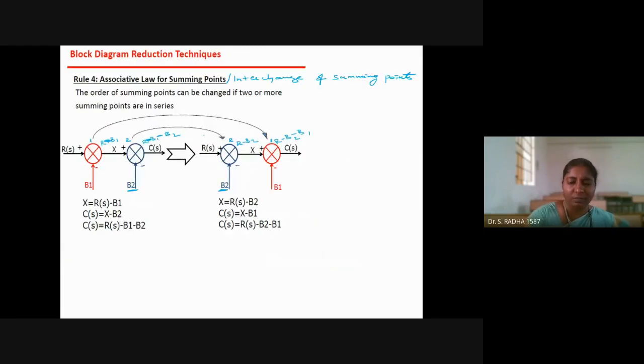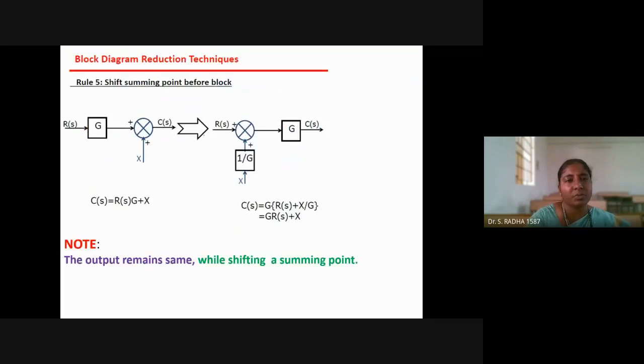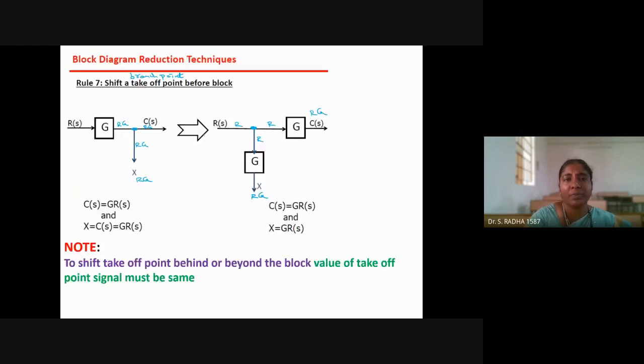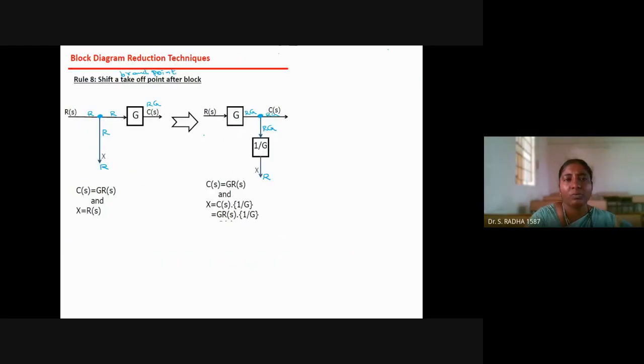Okay. Now I have rule number 4 completed, interchange of summing points. Rule number 5 is moving summing point before the block, moving summing point after the block, moving branch point before the block, moving branch point after the block. 8 rules completed. Okay. Now I have rule number 9.